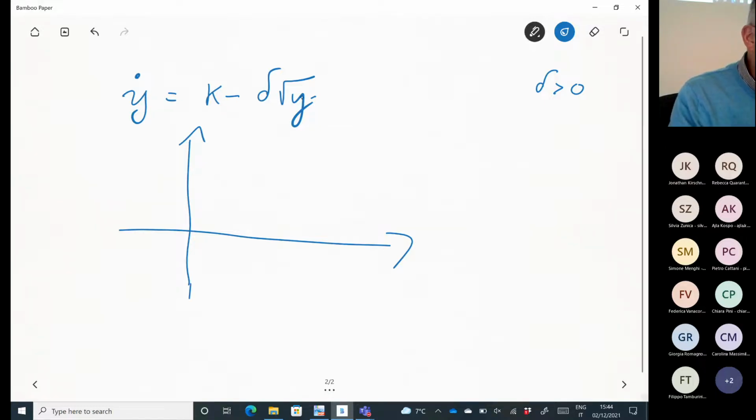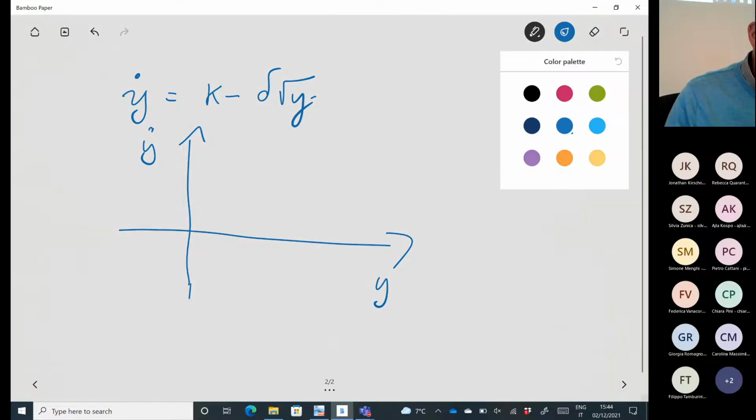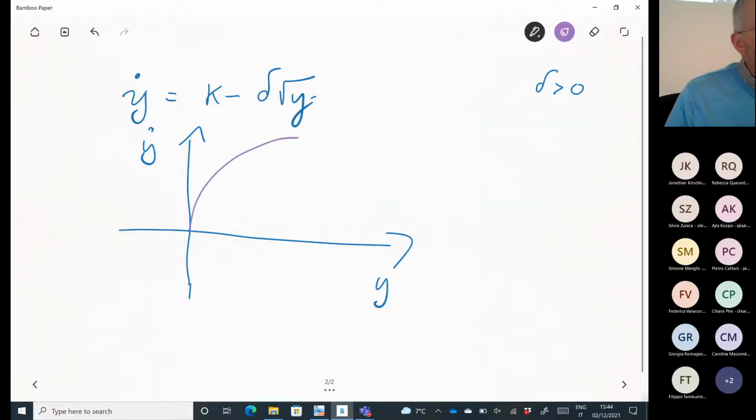Okay, so the square root of y function multiplied by a constant would be simply like this. Okay? Minus square root of y multiplied by a constant would be like this. If we add a constant, a positive constant, it is this one shifted upwards by k. It is like this, okay? So this is k, qualitatively, k minus delta square root of y.